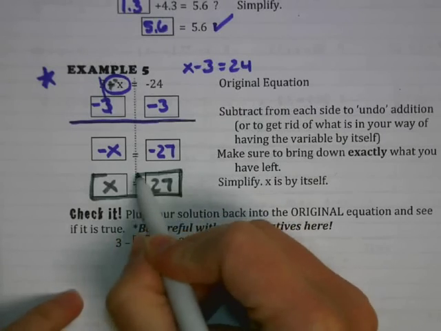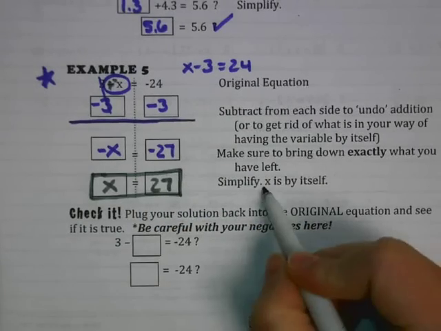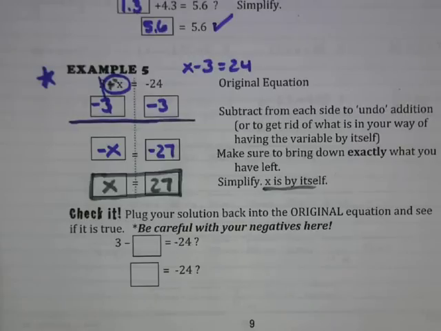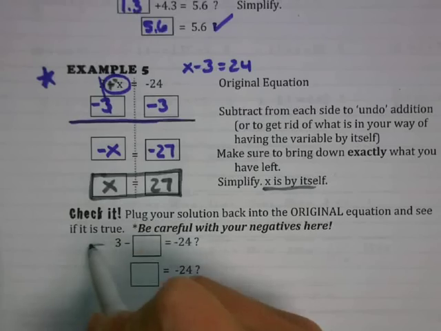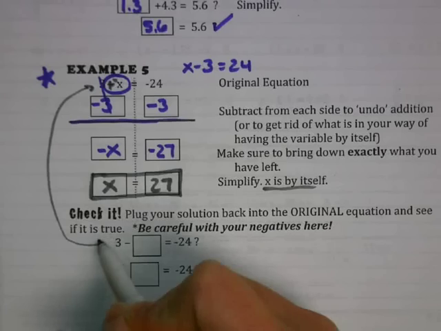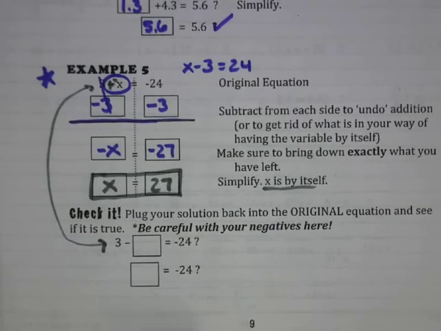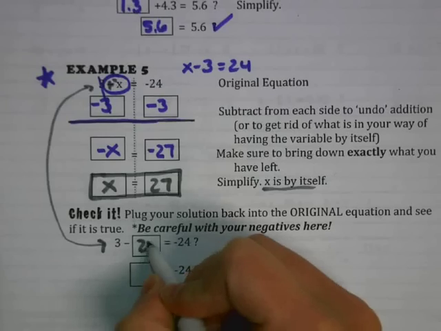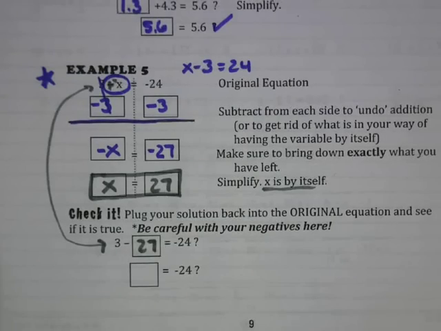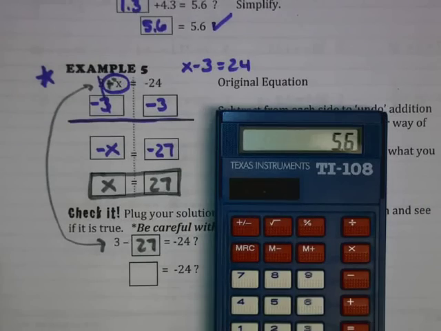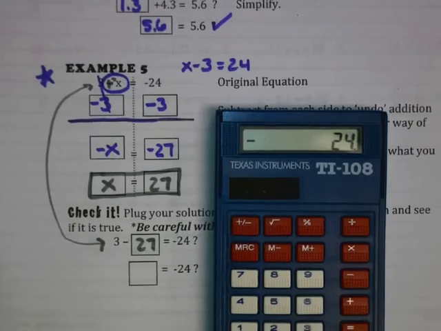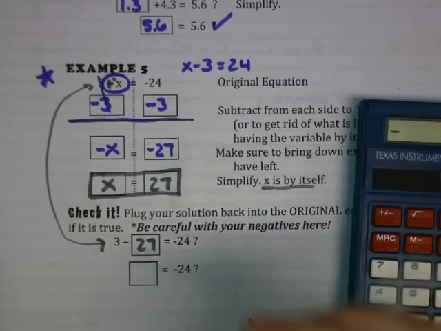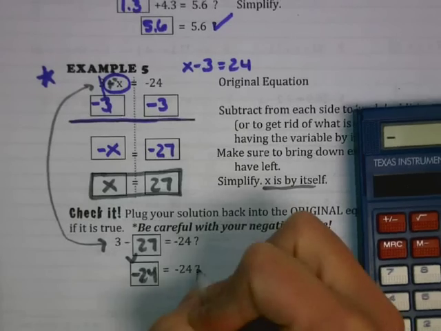Our solution is always what just the variable is. X is by itself. Let's plug it in and see what this looks like. And again, we always plug it back into this original equation right here. You see where I'm getting that from? Okay, 3 minus x, 3 minus, and our x is a 27. Does that equal negative 24? Let's get the calculator. Use the calculator for your checks. I'm going to plug in, let's see, 3 minus 27, negative 24. Absolutely, that gives us negative 24, and we get a check mark.